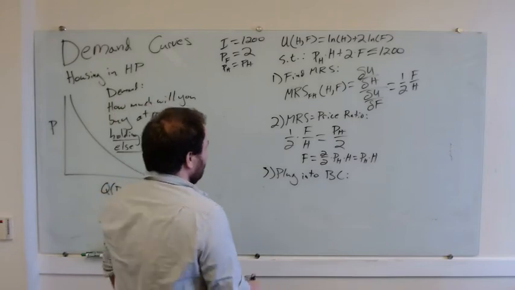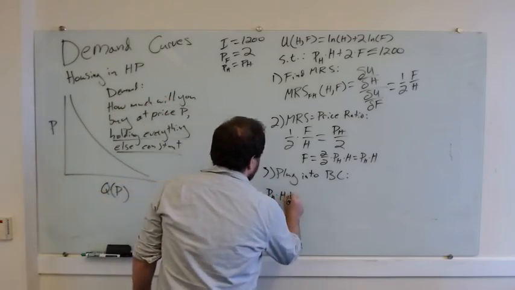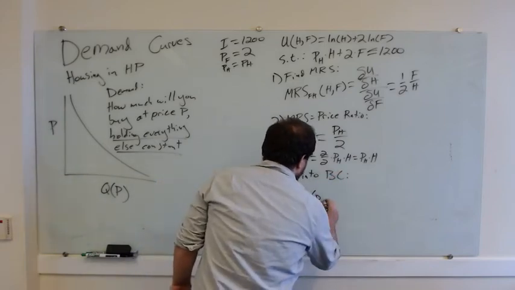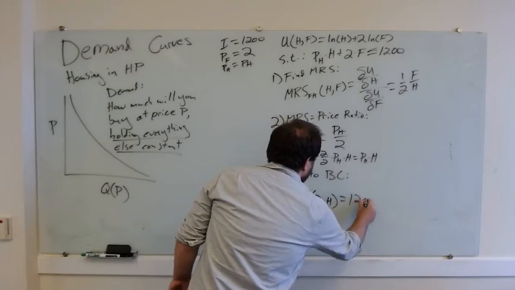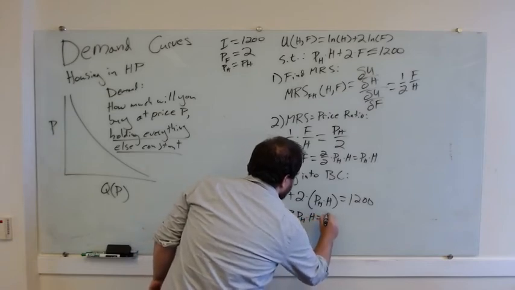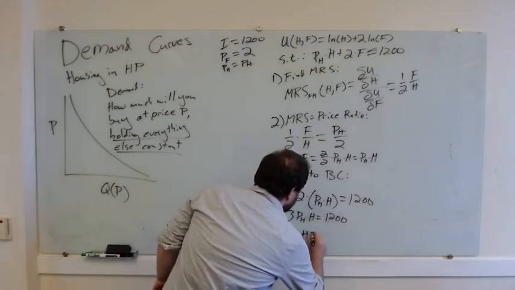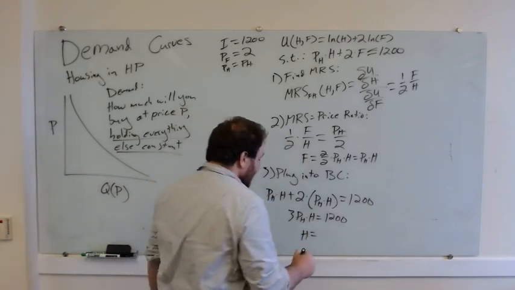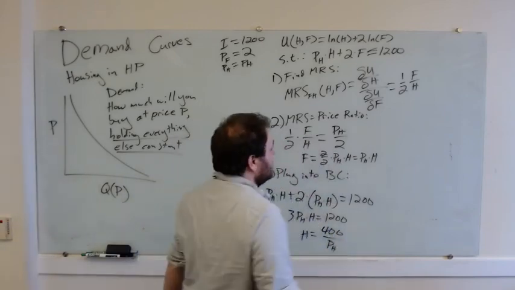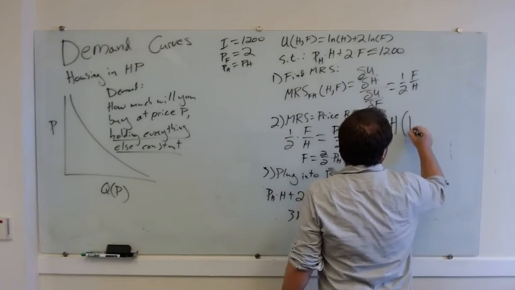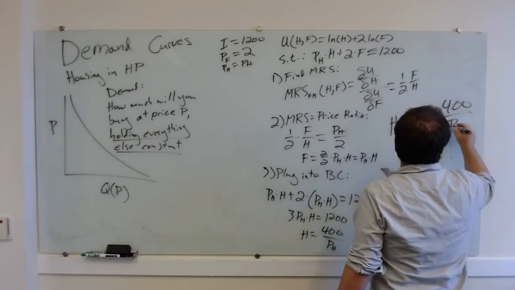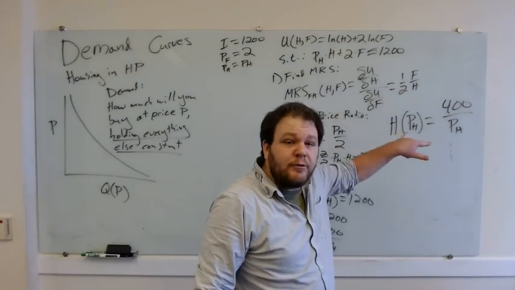Right? So we'll say pH times h plus 2 times f, which is pH times h, has to equal 1200. This means 3 times pH times h equals 1200. So h is going to equal 1200 over 3 pH, which is just 400 over pH. And that's our conclusion, right? We're going to say that our demand for housing, as a function of pH, is going to equal 400 over pH. And this is our equation for our demand function.